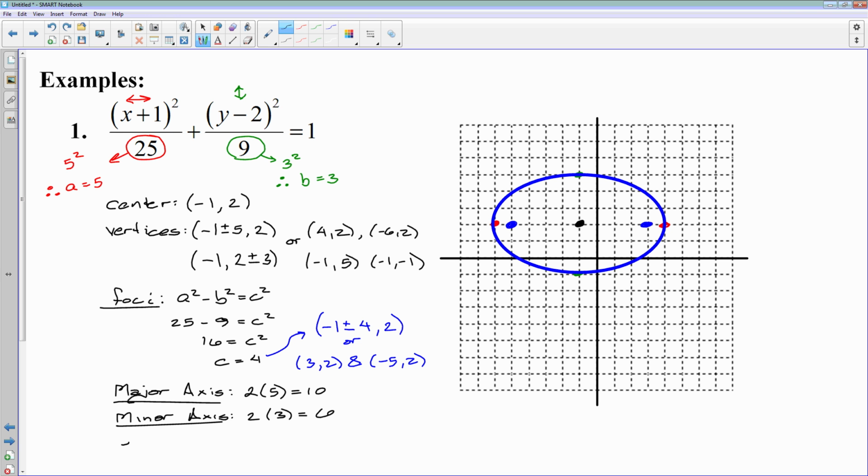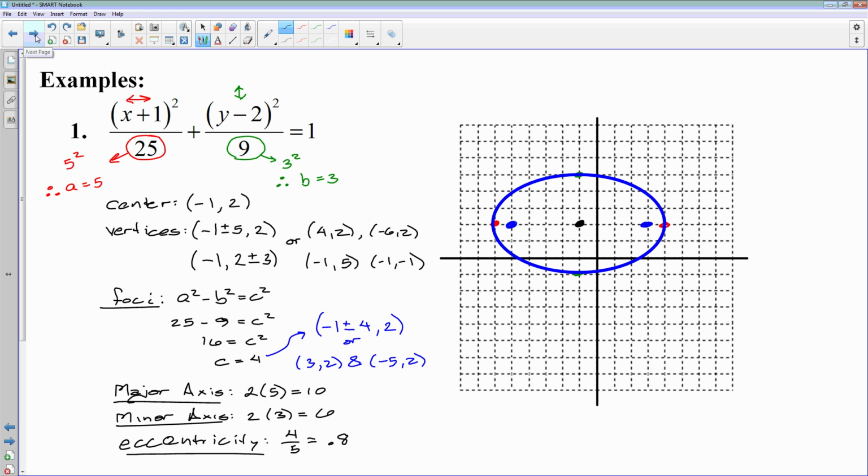And then eccentricity, which I'll just label ECC. I'll go ahead and write it out. Eccentricity is C over A. My C value was 4. My A value is 5. So my eccentricity is 4/5, or if you want to say that's 0.8, you can call it 0.8, but that's your eccentricity. And remember, an ellipse's eccentricity is always going to be between 0 and 1. So there is our ellipse graph.